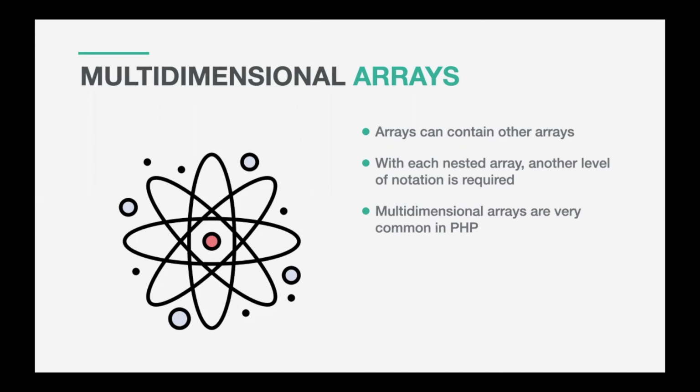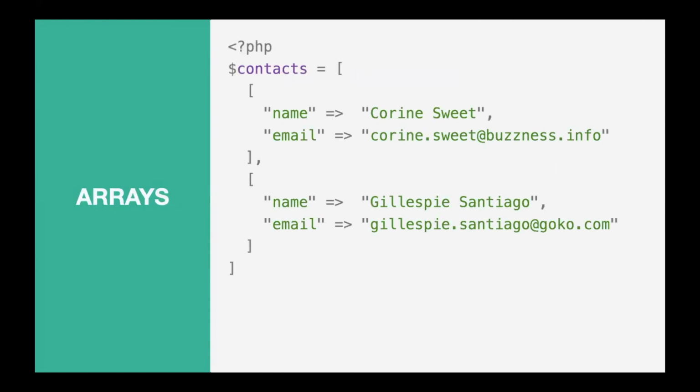And this is working with databases or even with other data as well. So multi-dimensional arrays are very, very common inside of PHP, and we need to get used to them. So let's see an example of how a typical multi-dimensional array would look. Here we have a multi-dimensional array, contacts, and it has two contacts in it. We have the first contact and we have a second contact.